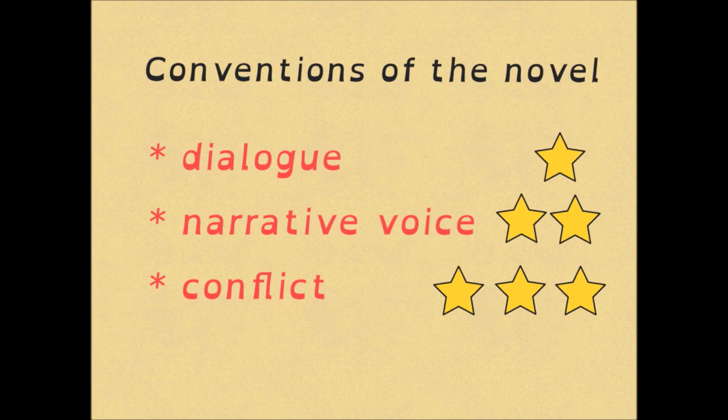Why have I got a little star system next to it? Well, frankly, they're all level 9 or A star quality features to look at, and my model paragraphs will amply demonstrate that. But I'd say narrative voice and conflict are perhaps marginally more difficult to identify and add to your responses. But by God, they're all winners, as we shall see.